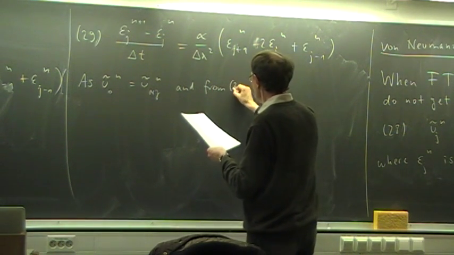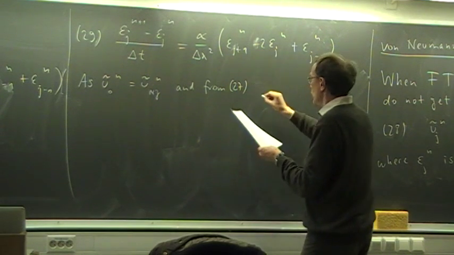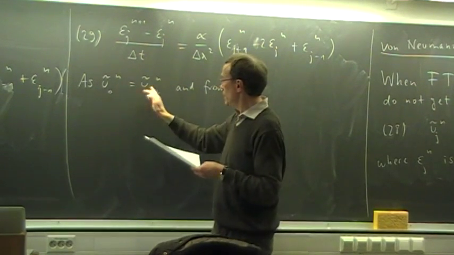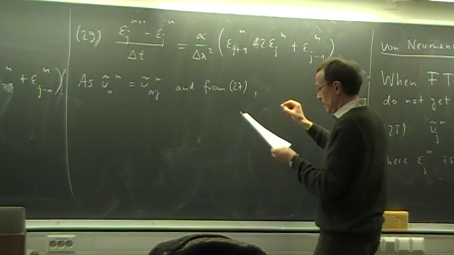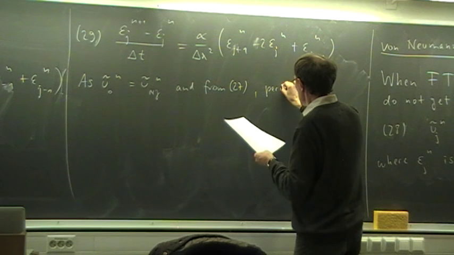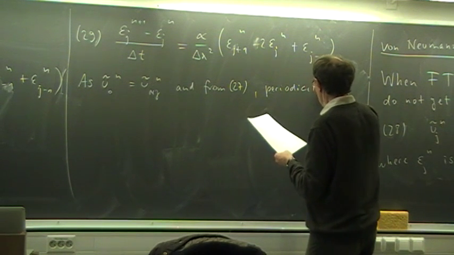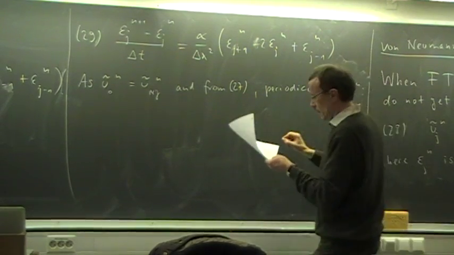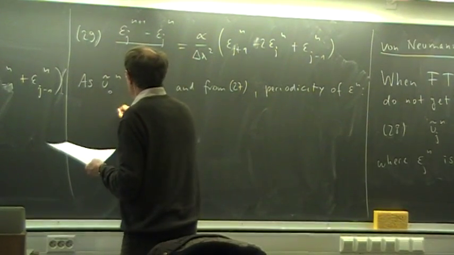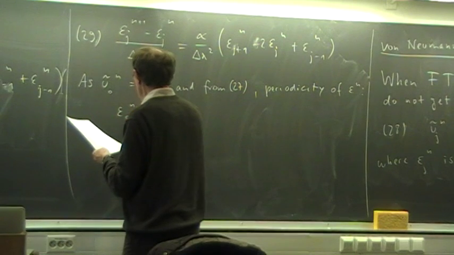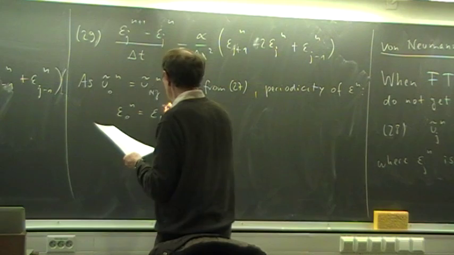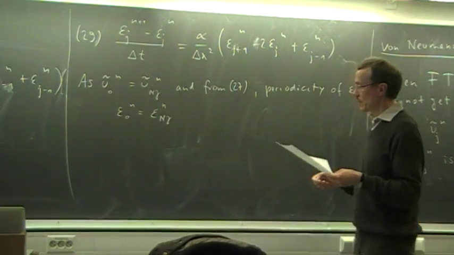That was the boundary condition. Same is true then also for the u_0^n and u_nj^n. We get periodicity of epsilon^n. So that means we also get epsilon_0^n is equal to epsilon_nj^n. So they are also periodic.